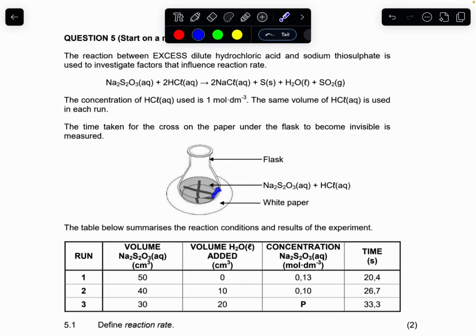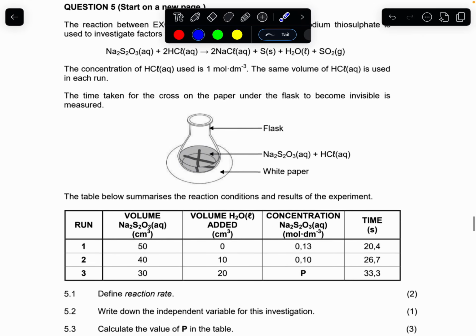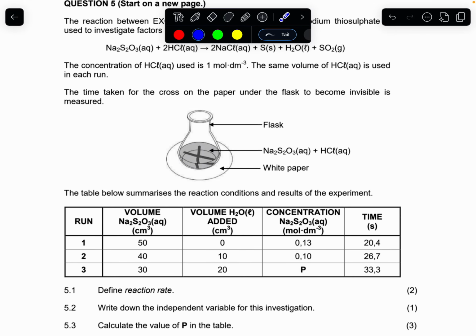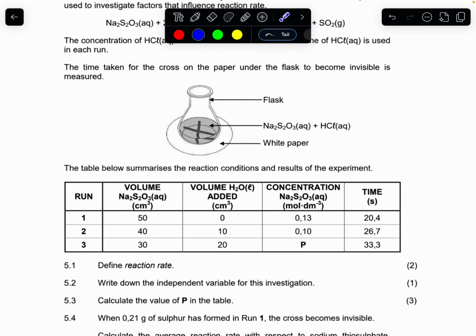That white precipitate covers the cross. So in this reaction, there's a time that is measured: how quickly the cross is covered, how much time it takes for the cross to become invisible, right, by that precipitate. So guys, we have 3 runs here.